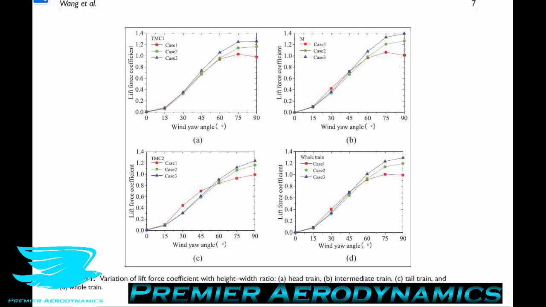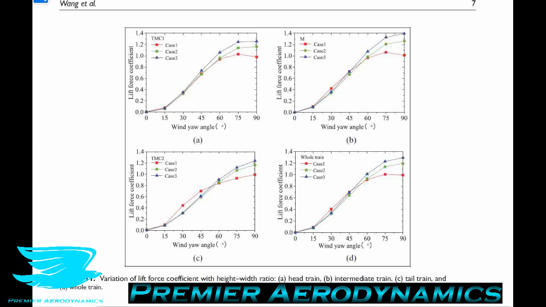In all of them, the height to width ratio only really affects the effects of the yaw angle on the lift coefficient when the yaw angle gets extreme, so above 60 degrees. Below that, the height to width ratio makes almost no difference to the lift coefficient when we change the yaw angle. When we get above 60 degrees, we see consistently that increasing the height to width ratio increases lift production. So we see here in case 1, that's where we have the lowest height to width ratio. As we go to case 3, which is the blue one, we get a significantly higher height to width ratio, which means that the train is a bit sleeker in that direction, and we get an increase in lift coefficient.